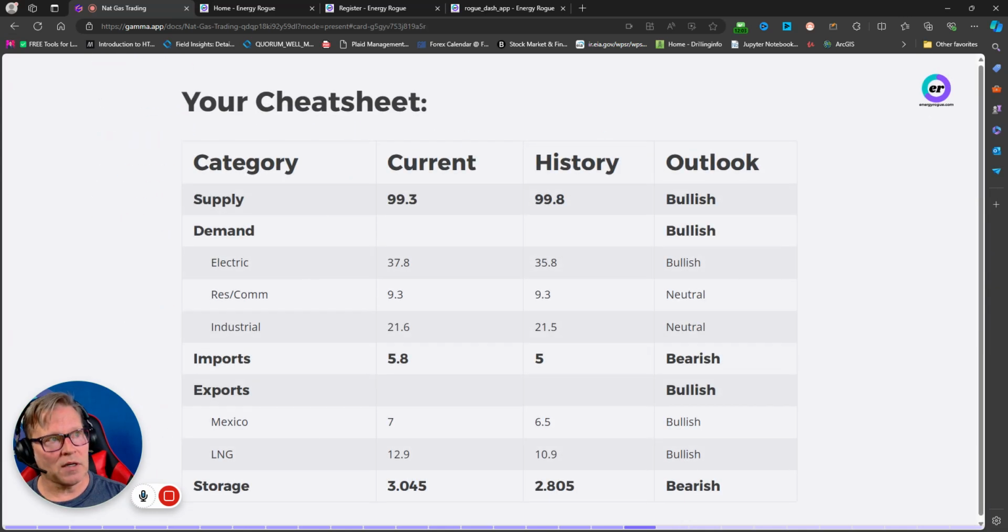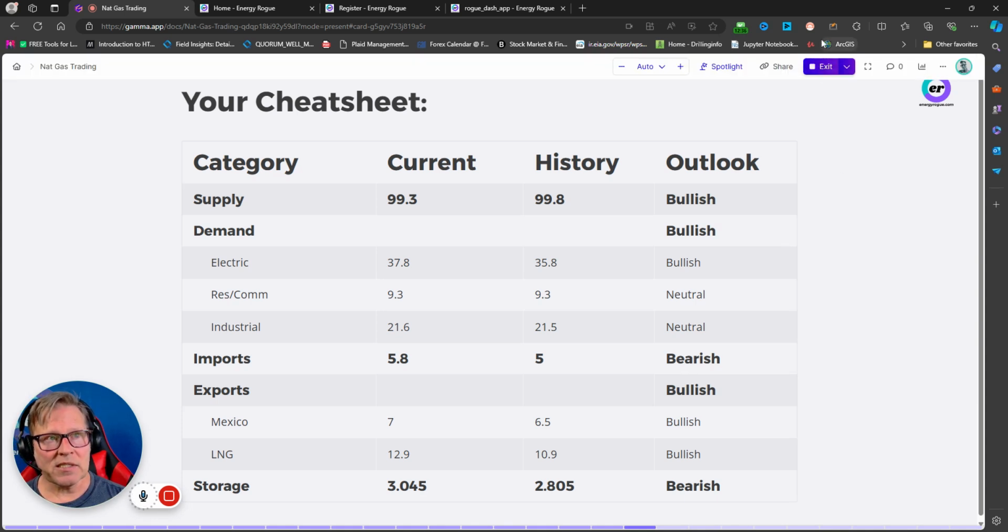So, fundamentals. You develop a cheat sheet. This is my cheat sheet, and this is what I review with our membership every single week. We cover supply and current 99.3. In history, I chose 1 year ago, and 1 year ago today it was 99.8. So the fact that supply is below the historical reference point, which at this point is 1 year ago.